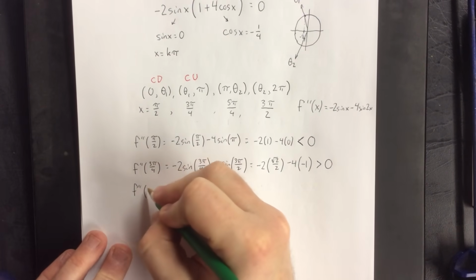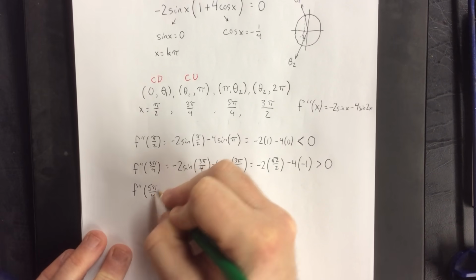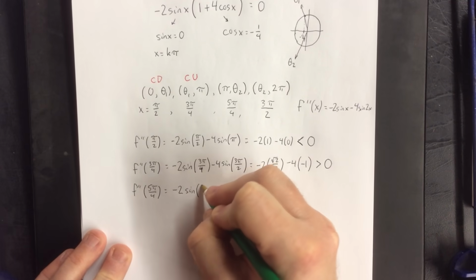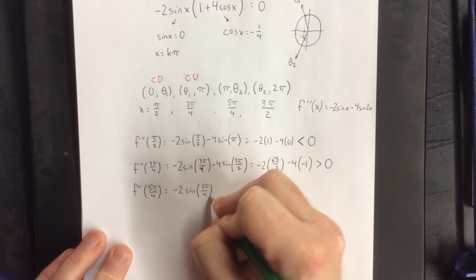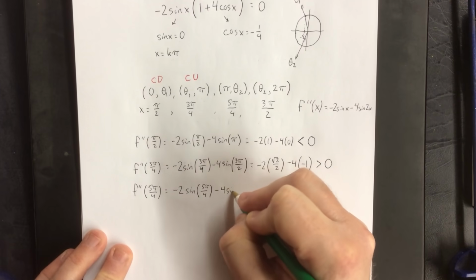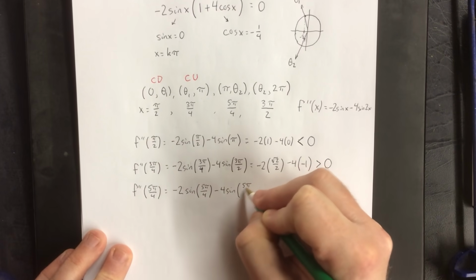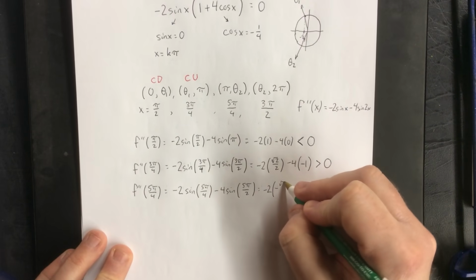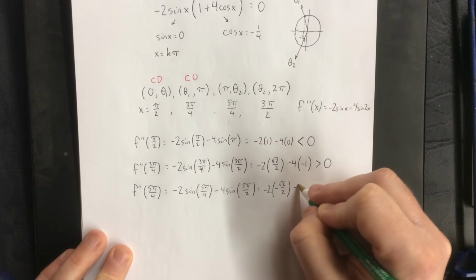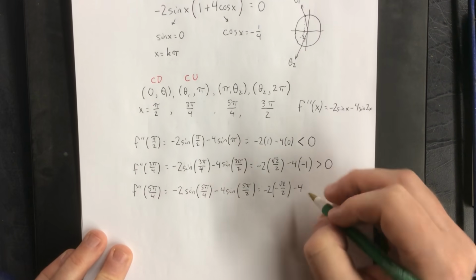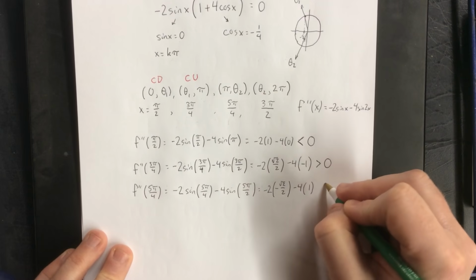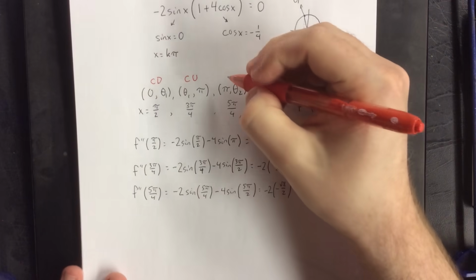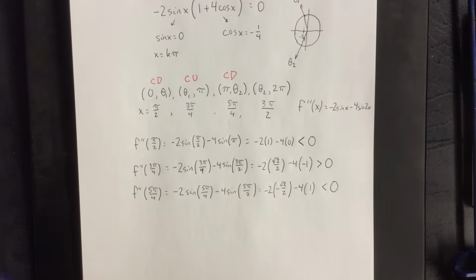Continuing on, f double prime of 5 pi over 4. This is probably going to look very similar to the previous one. So negative 2 times the sine of 5 pi over 4 minus 4 times the sine of double that angle, that is 5 pi over 2. This will be negative 2 times negative root 2 over 2 minus 4 times sine of 5 pi over 2, that's coterminal to pi over 2, that is positive 1. This is going to wind up being a negative value, letting us know that on this interval we are concave down.